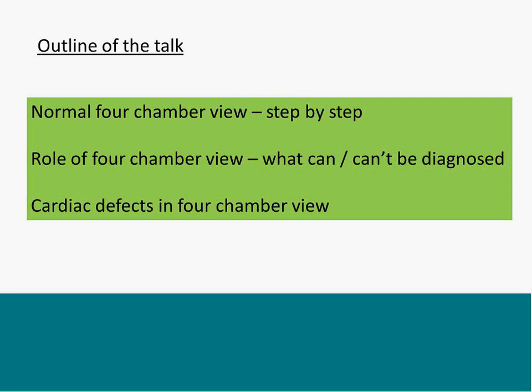So today is divided into 3 steps. The first we will see is step by step how to get a normal four-chamber view, what all to see in a four-chamber view. Second is what can we see in a four-chamber view and what can't be diagnosed in a four-chamber view. And the third is the kind of defects which are seen in the four-chamber view, a little about all the defects.